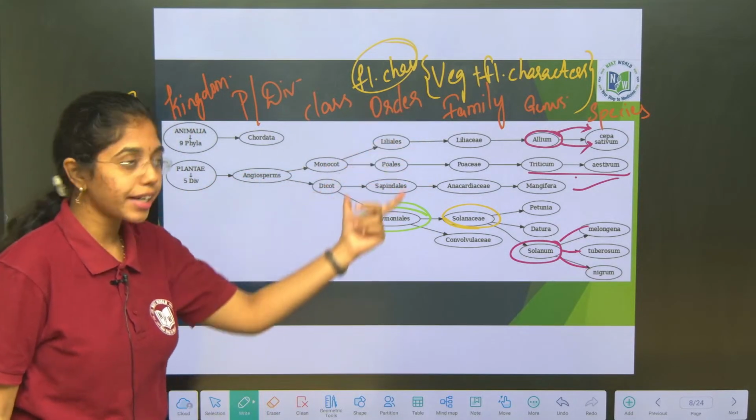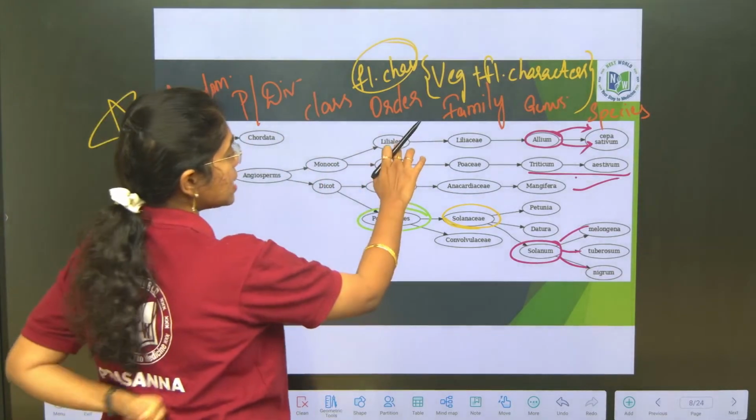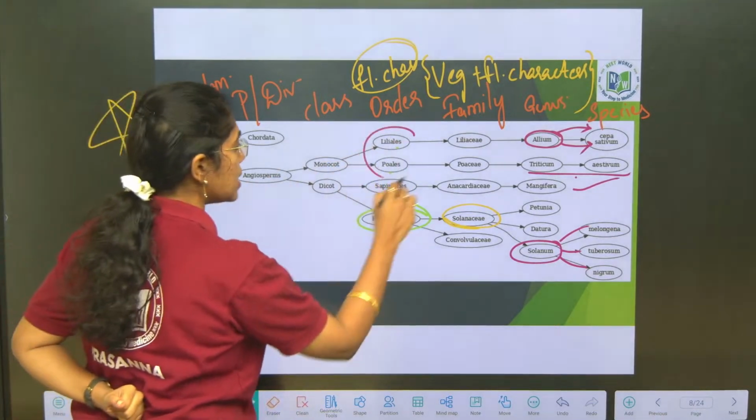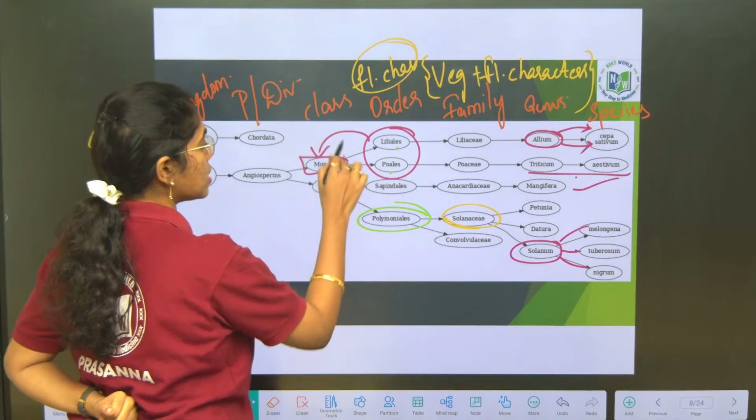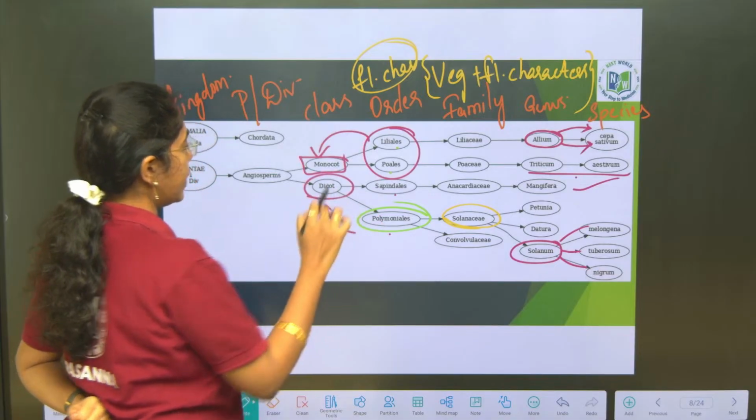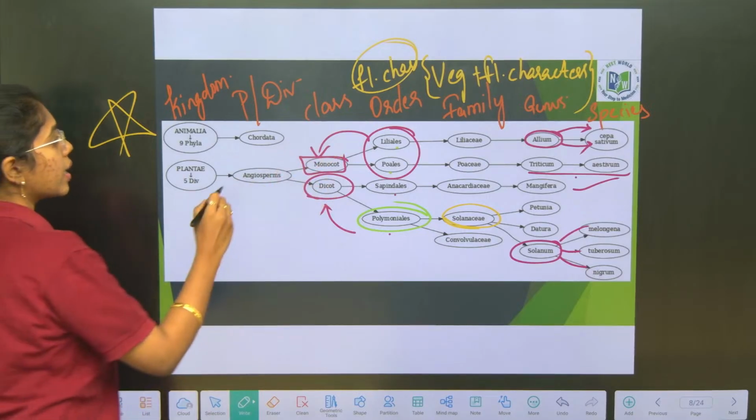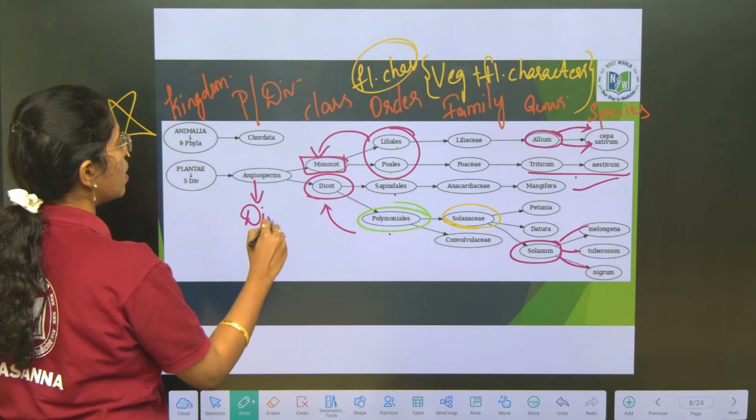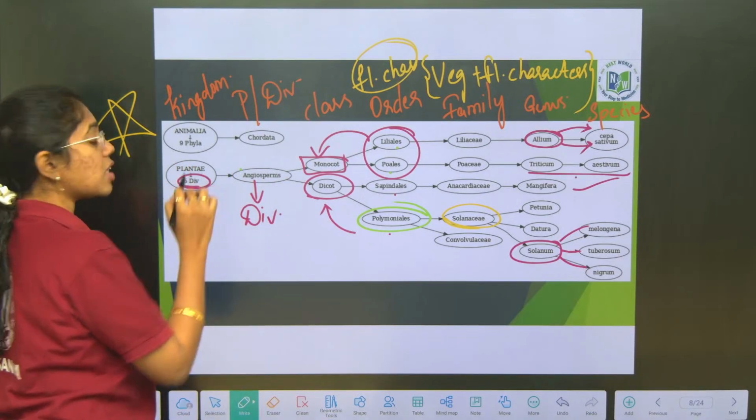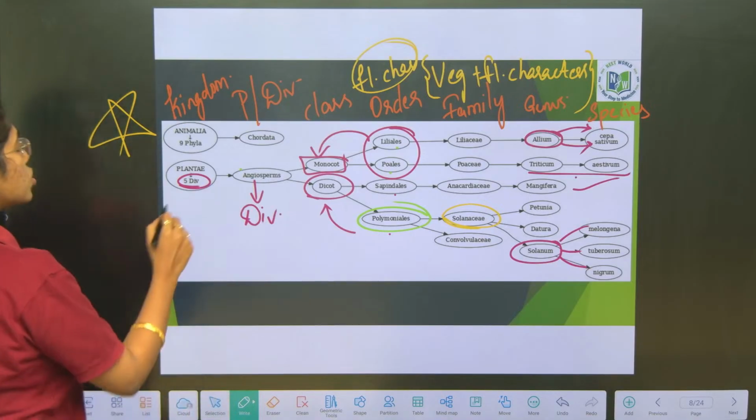Now, group of related orders are kept under same class, right, ma? So, here Liliales, Poales are kept under monocotyledonous class. Liliales and Poales are kept under monocotyledonous class. Sapindales and Polemoniales are kept under dicotyledons. Fine, right? Next, monocots and dicots are 2 classes kept under the division Angiosperms, and Angiosperms kept under the kingdom Plantae. Plantae has how many divisions, beta? 5 divisions that we have learnt in the kingdom Plantae. What are those 5 divisions?